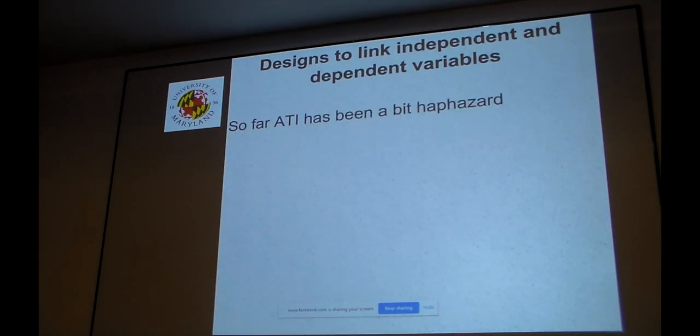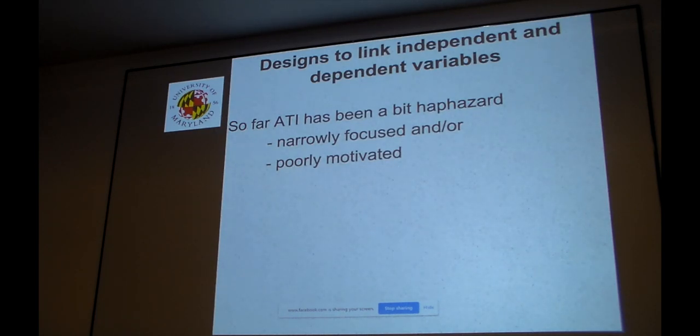So these are just some recent examples of ATI research, one of the reasons to show you that this research has been rather haphazard, because each time you have a very specific type of treatment pairs being looked at, and it's a bit hard to generalize beyond some obvious things, like the more you put the burden of processing on the student, the more important the corresponding aptitude is going to be. So it's been narrowly focused, sometimes poorly motivated.